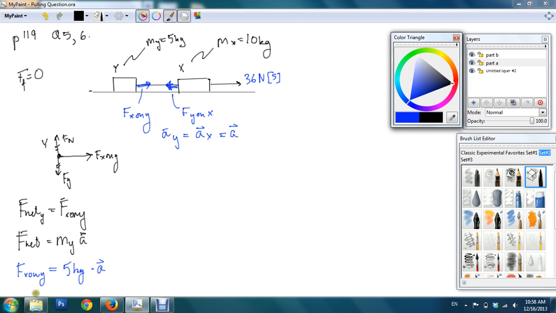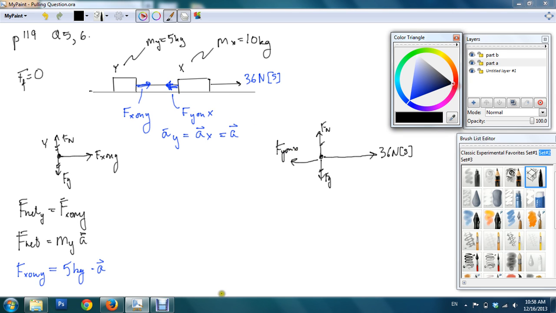Now, we have two variables in one equation, so we're stuck. This is why we have to look at the next box here, box x. Free body diagram is like this. Force of gravity, force normal, and they are equal. There's a force of 36 newtons south, and here there's a force Fy on x.